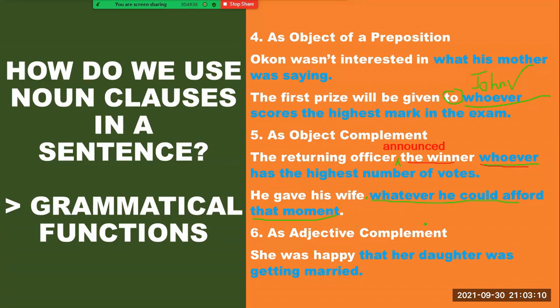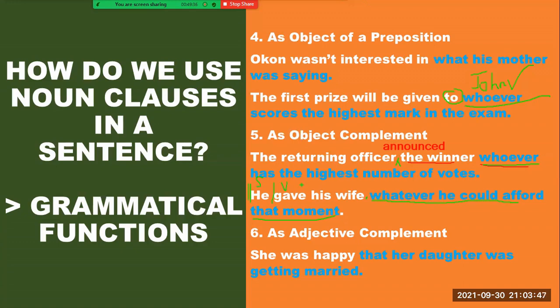Now, this can be replaced with a noun phrase or even a noun. He gave his wife money. He gave his wife a bag. He gave his wife a car. All right. So that shows that we are talking about a noun clause that can be replaced with a noun or a noun phrase. But here, when we analyze this sentence, we discover that we have an object. Now, this is the subject.